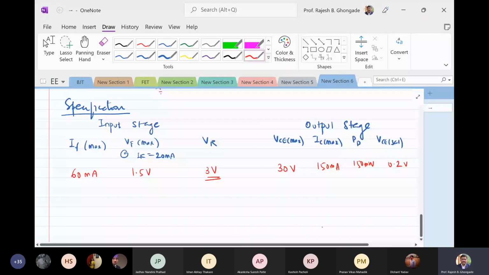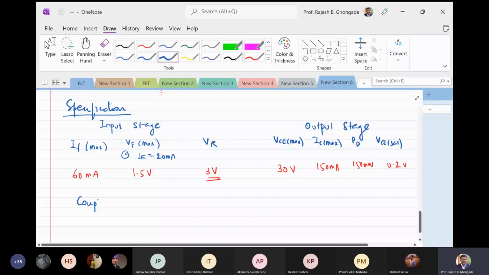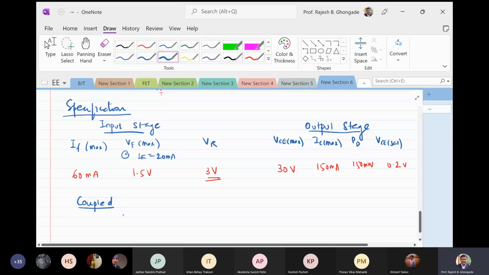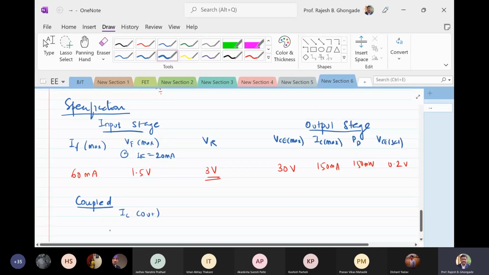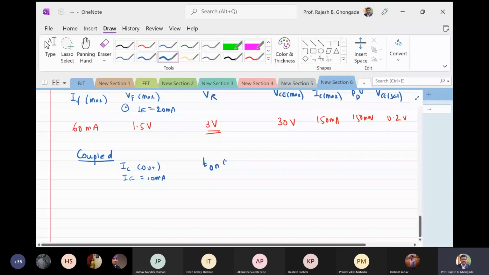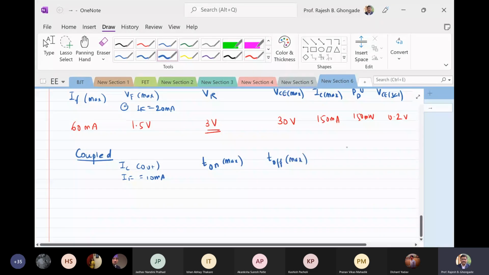In addition to that, there is one more important specification: input stage, output stage, and the coupling between them. So when IF is 10 milliamperes, T on, that is the maximum time it takes to turn on, and the maximum time it takes to turn off, and isolation voltage.